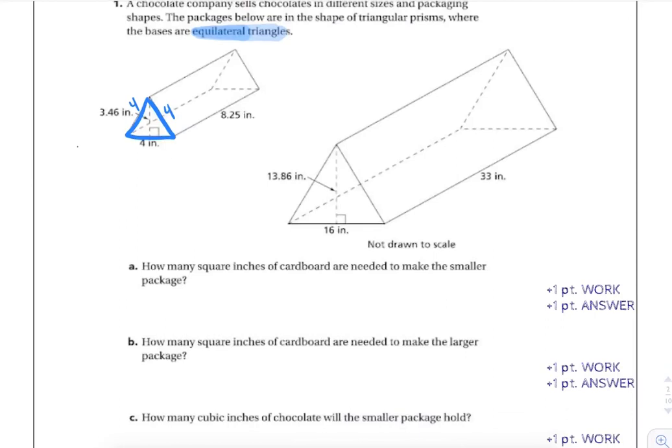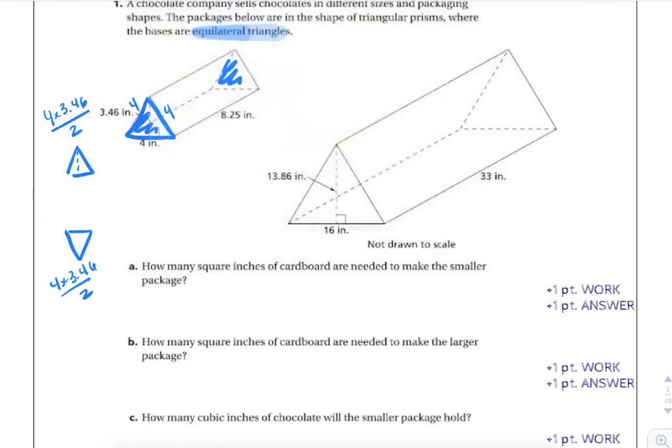Okay, so here's my net. That's this triangle here, and there's a mirror image on the other side. That's this one over here. This one will be 4 times 3.46, that's my triangle, divided by 2. This one should be the same, 4 times 3.46 divided by 2.